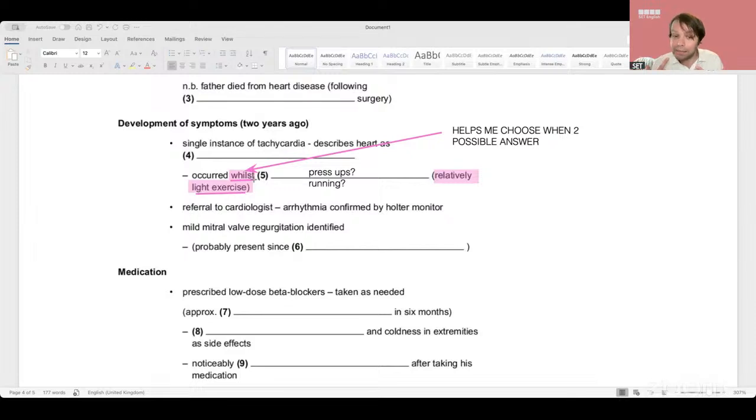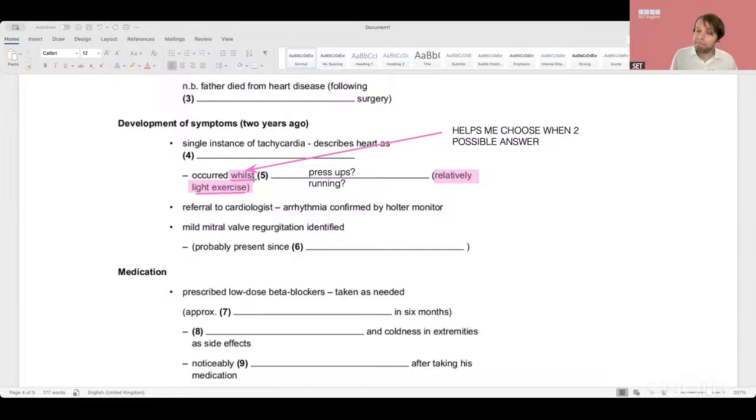Listen again. 3, 2, 1, go. Hello, doctor. I'm having a lot of problems, especially when I'm doing exercises. To be honest, I have a lot of problems when I'm doing press-ups and also running as well. But this is quite an intense exercise, running. I run like 10 miles.